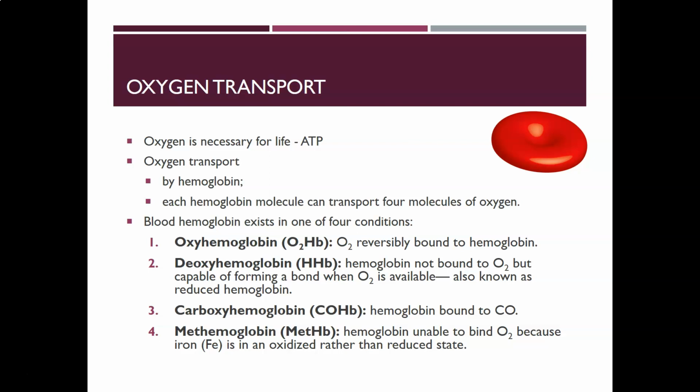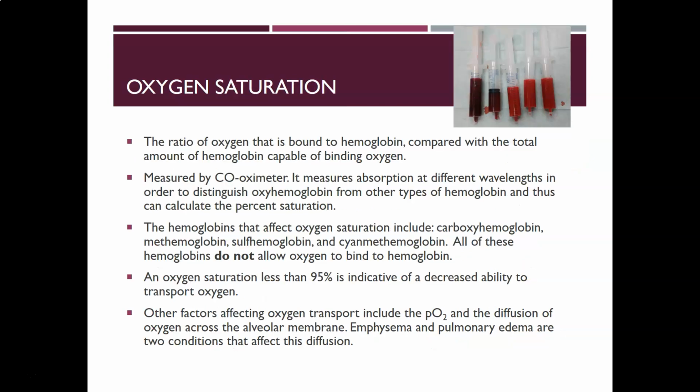Then you have carboxyhemoglobin, which is hemoglobin that is bound to carbon monoxide. This is commonly seen in smokers, and it is also, of course, commonly seen in anybody that's had smoke inhalation, been in a house fire, or that kind of thing. Car exhaust has carbon monoxide also. Methemoglobin is a hemoglobin that cannot bind oxygen because the iron is in an oxidized state rather than in a reduced state.